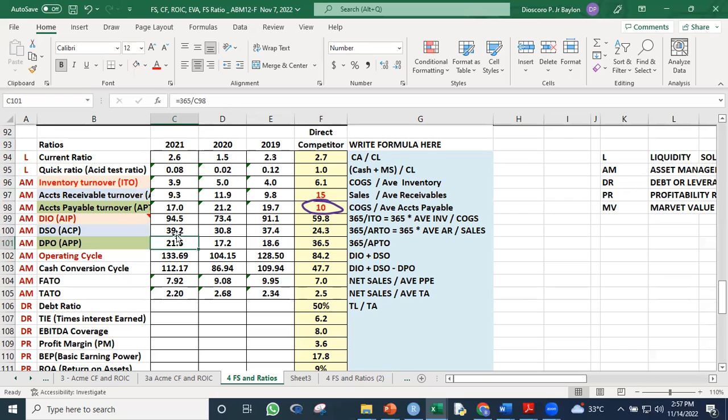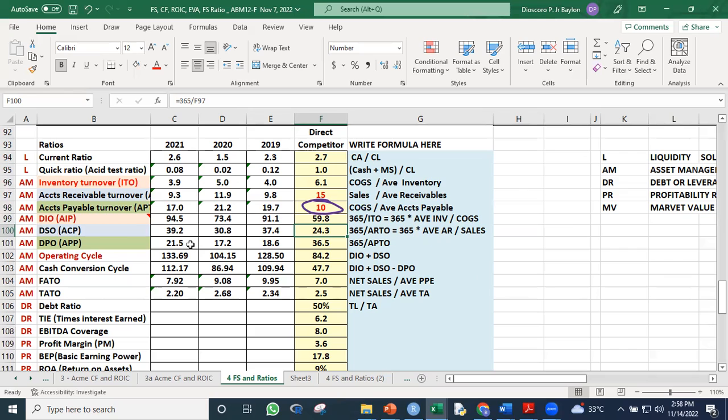Okay, and just like above, 9.3 yung ARTO natin, yung ARTO ng kalaban 15. So talo tayo, no? So that will reflect in our DSO, days sales outstanding. It takes us 40 days on the average to collect on our receivables from the time of credit sales, while it takes only the competitor 24 days. So that's around 15 days of discrepancy. We're giving away 15 days.